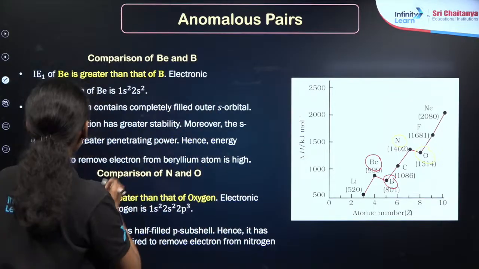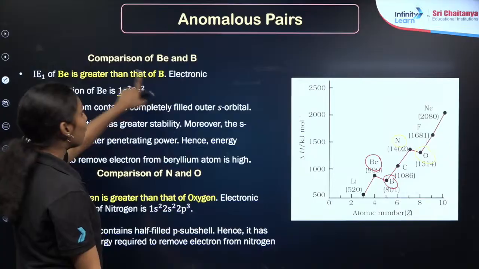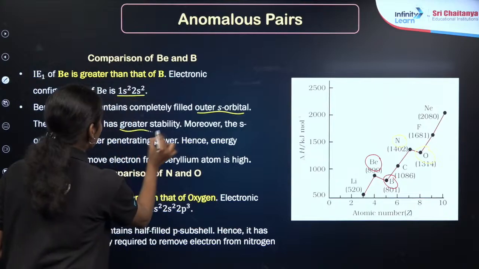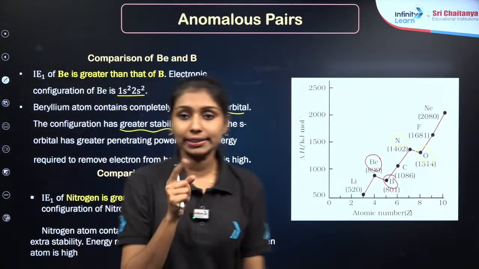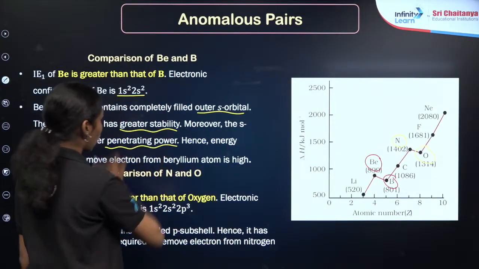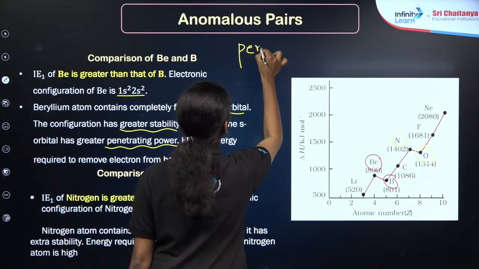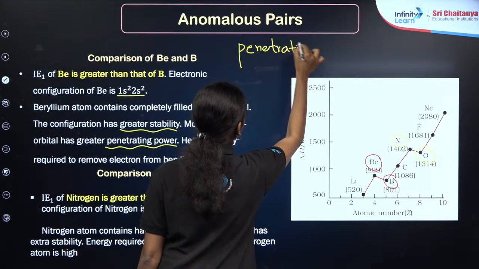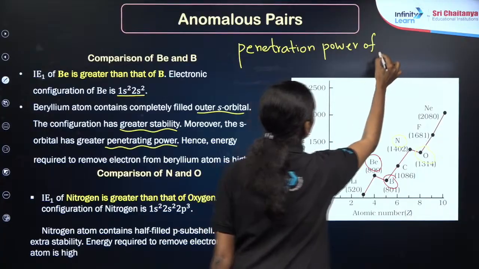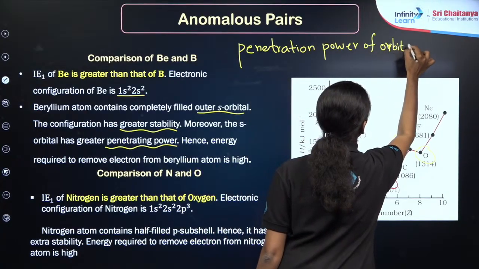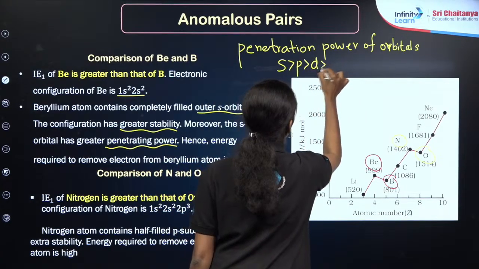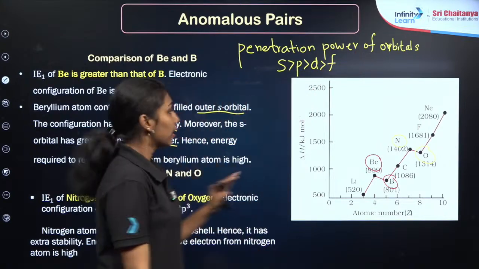We need more energy. For example, if I am taking beryllium here, 1s2, 2s2, right? This is the completely filled electronic configuration. As the beryllium atom contains a completely filled outer s orbital, it has a greater stability. Moreover, there is one more factor affecting the ionization energy, that is the penetrating power of the orbital. The penetration power of orbitals is always greater for s than p, than d, than f. This is the order of penetration power of the orbitals. Noted.